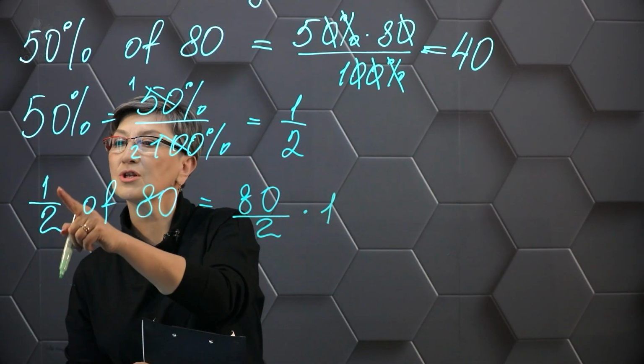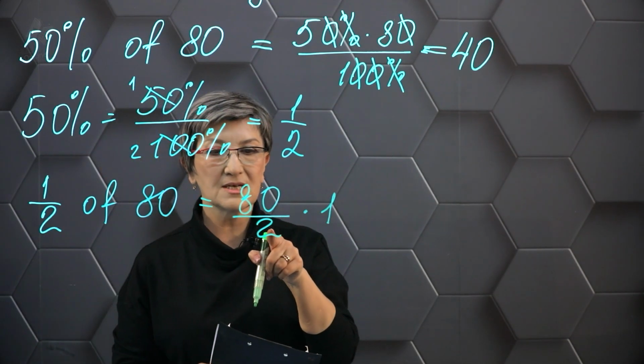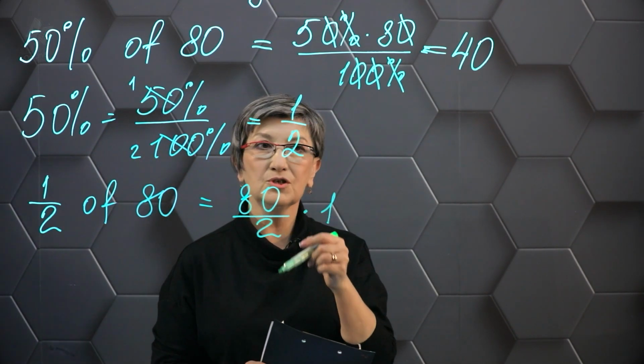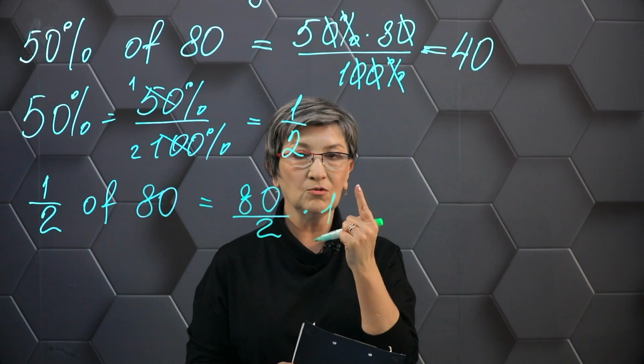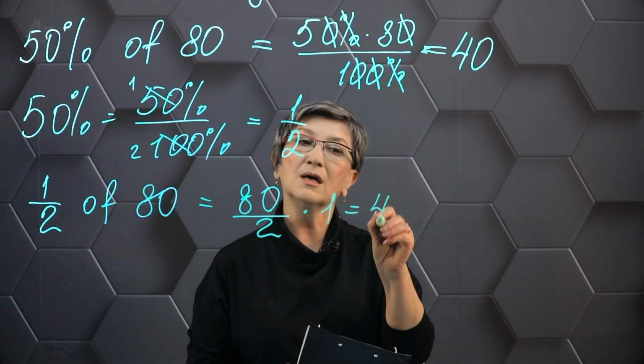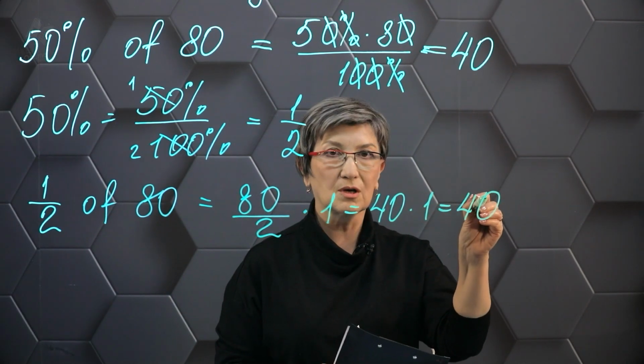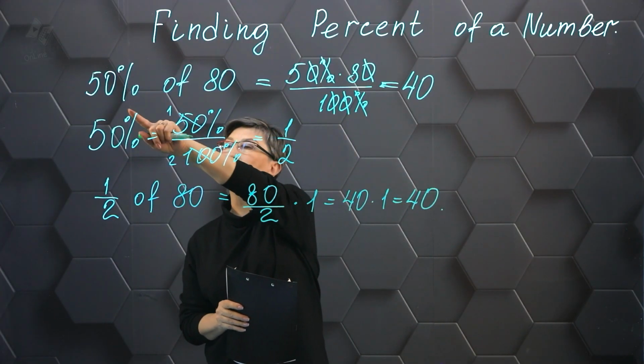So why 1? Well, suppose we need to determine how much is contained in one part out of 2. In order to do this, we can divide 80 by 2. When we divide 80 by 2, the resulting amount will represent what's found in one part. 40. 40 multiplied by 1 equals 40. The result is, what do we get?